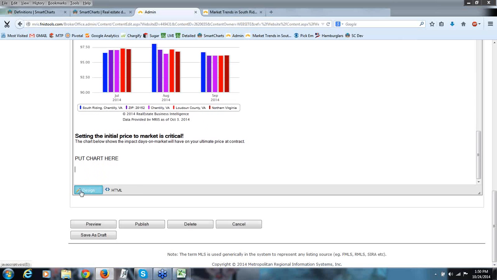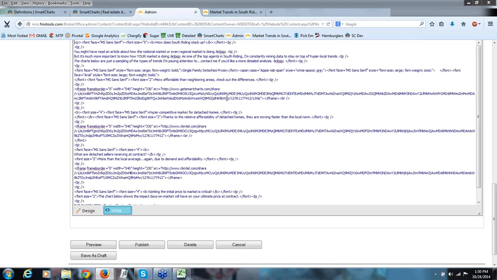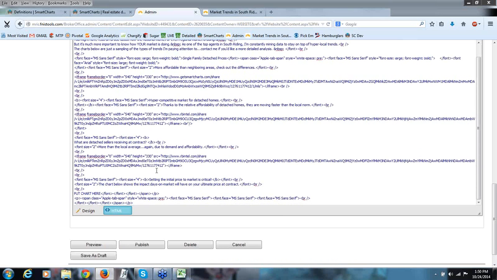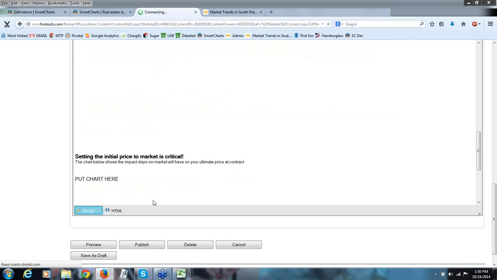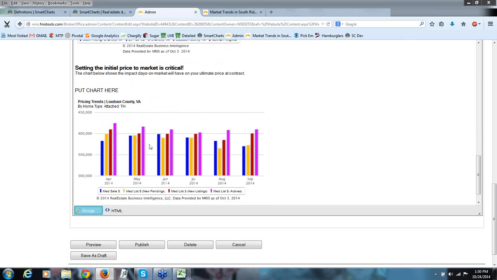And I switch from design view, and this could be different depending on your CMS. Change this to HTML view. And here we see the ugly HTML that might scare some people off. But let me find, where did I say put chart here? Okay, it's right here. So I'm going to go ahead and paste, right-click and paste, or just hit Control-V. So now I've pasted that HTML snippet onto my website. I can switch back to design view to see put chart here.